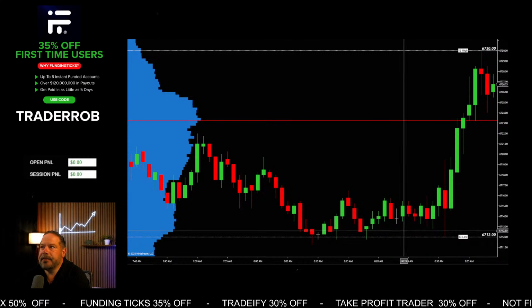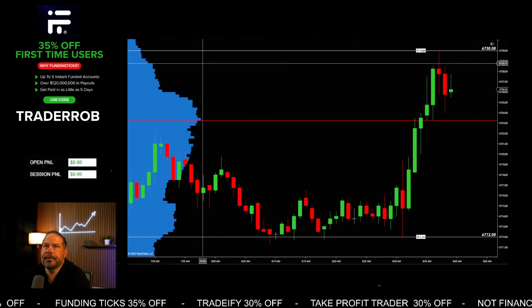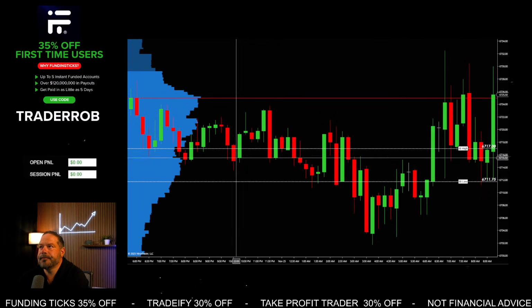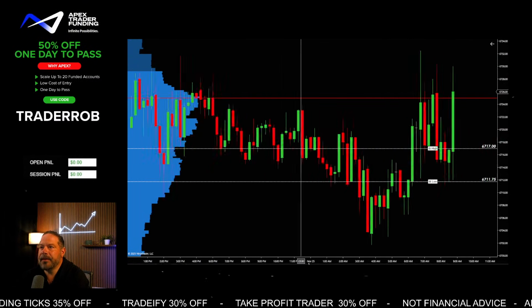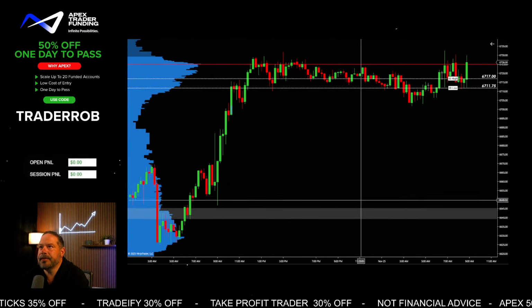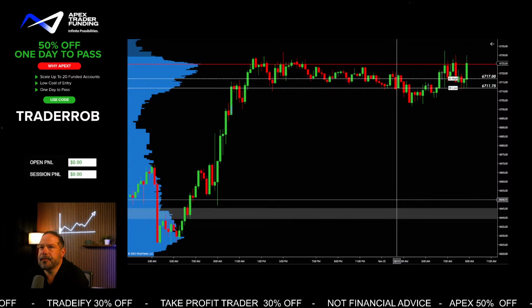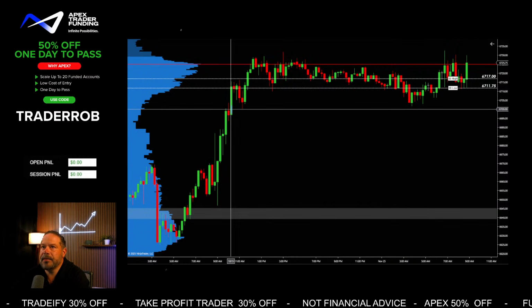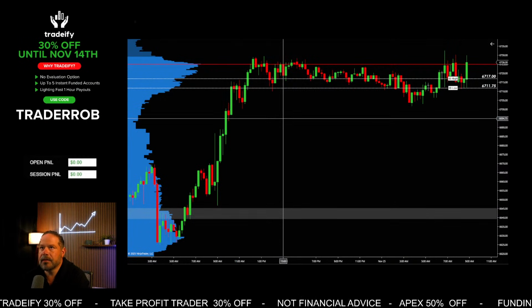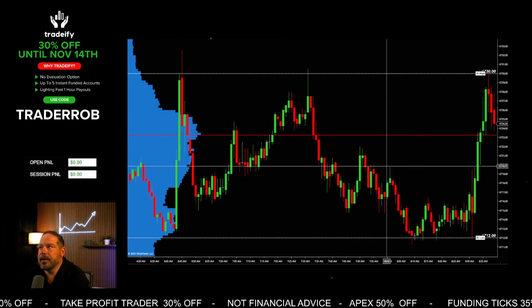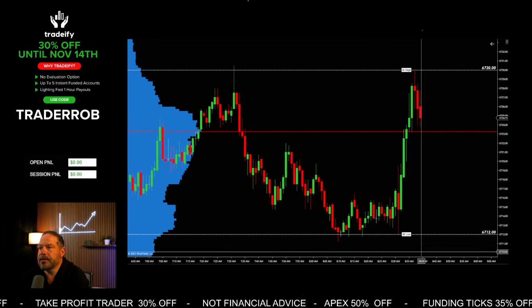ES is pretty much the same story. If we jump to the 15, kind of ugly price action. It's difficult to find setups in this kind of environment right now. We need to see some decent pullbacks or breakouts. Doesn't matter which way it wants to go.